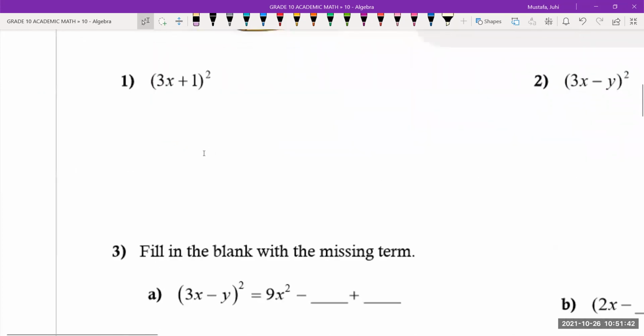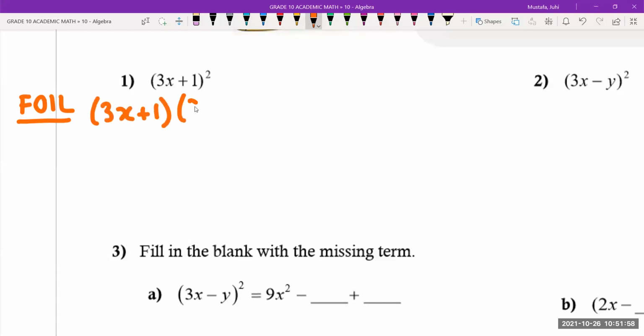There we go. So I want to do this both methods just to show you that it's exactly the same thing. Let's start by FOILing this just like we used to before. So 3x plus 1, all of it squared, that is the same as writing 3x plus 1 times 3x plus 1. You guys have been practicing doing this, so go ahead and do it and see if we get the same answer.